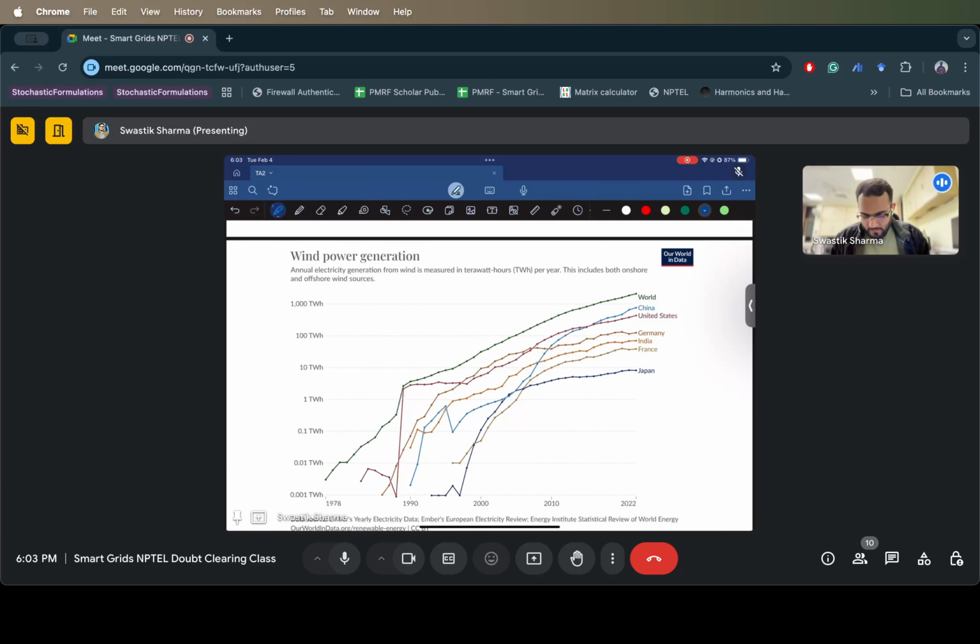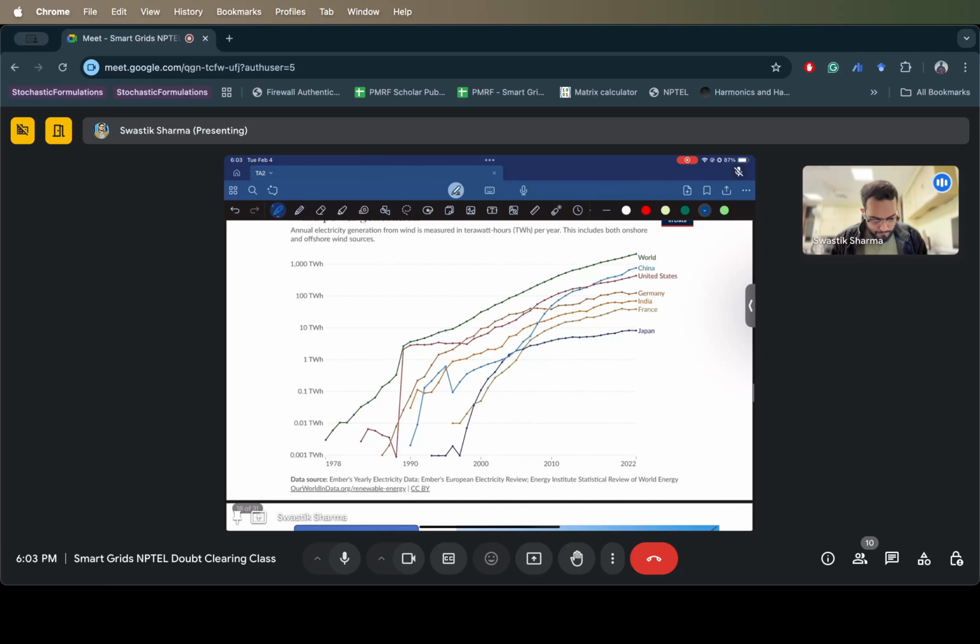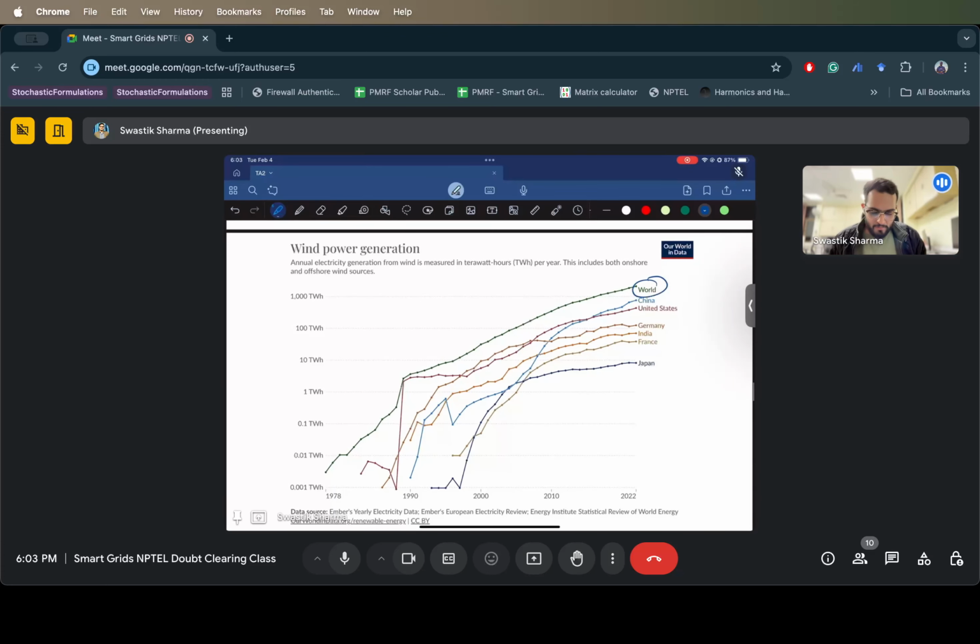So as you can see, this is also a logarithmic plot. I don't have the tabular values, I'm sorry. The world is at more than 1,000 terawatt hour of wind power electricity generation. But you see, India is below 100 terawatt hour. China is leading, at around 1,000 and more, so there is very little difference between them.